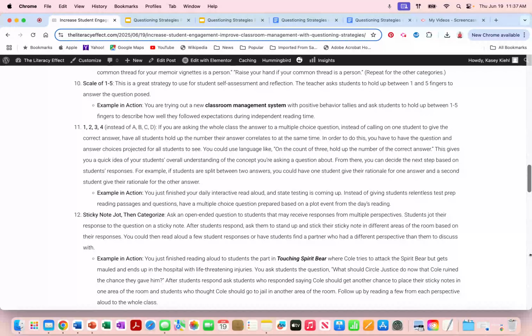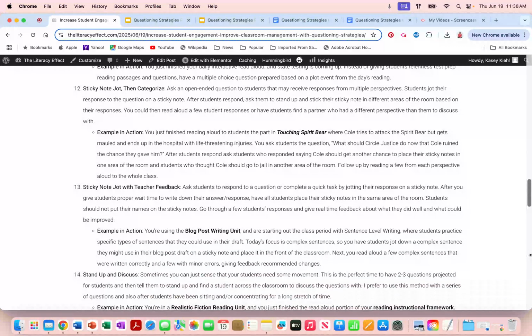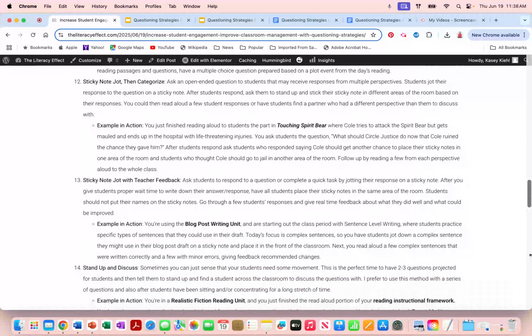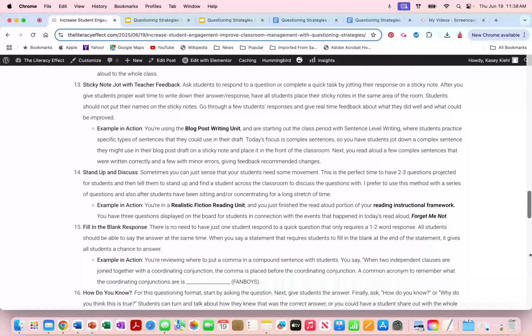The 1, 2, 3, 4 questioning strategy is in place of A, B, C, D. So you would have a multiple choice question displayed for students with the answers labeled 1, 2, 3, 4, and students simply hold up what they think is the correct answer. A sticky note jot and categorize would be you're asking students a question, they're responding on a sticky note, and then you may have different areas in the classroom where you have students stick their sticky note depending on how their response was.